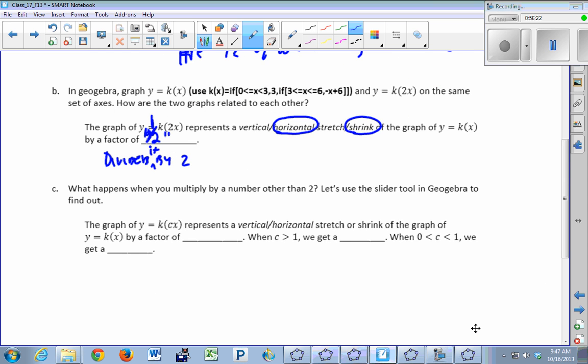So the graph of k of c x represents a horizontal stretch or shrink by a factor of c. Or is it 1 over c? It's 1 over c. So when that's a whole number like 2, it's a stretch or a shrink by a half, right? In this case, it would be a shrink. If c is greater than 1, we get a shrink. And when c is less than 1, we get a stretch.